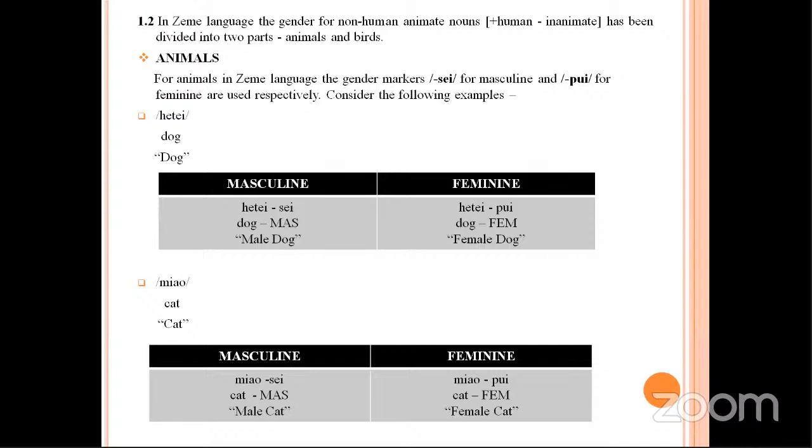Meow, cat. Meow Se. Meow means cat. Se is a masculine marker, and Meow Se means male cat. Meow Pui, meow cat. Pui is a feminine marker, and Meow Pui means female cat.